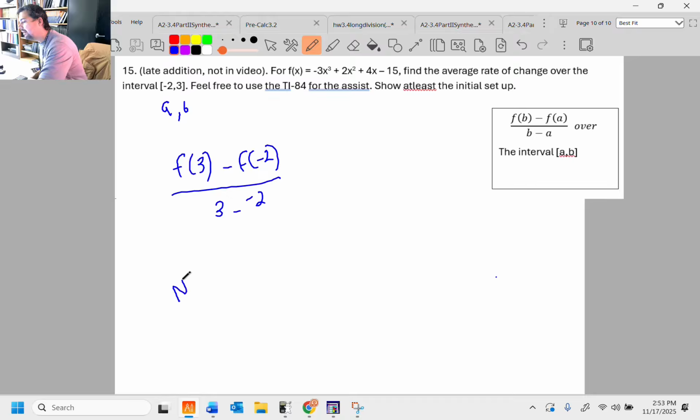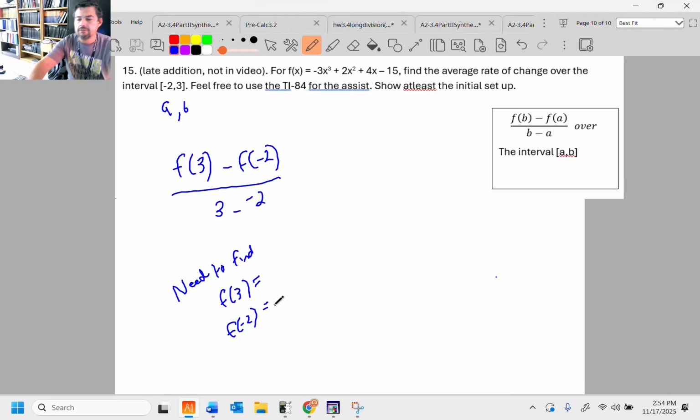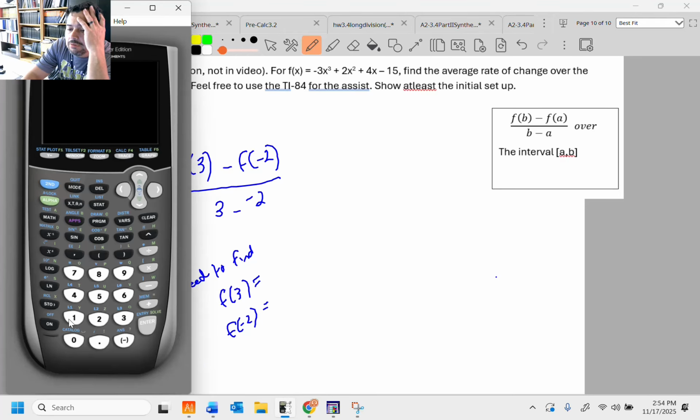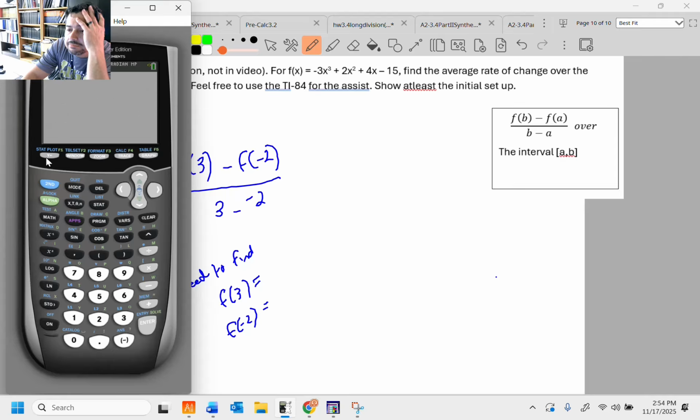You need to find f of 3. That's what you need to do. And f of -2. And I'm going to do that by using a graph, because you're holding a TI-84. And I'll show you how to do it without using a graph. I don't know why you would want to avoid the graph.